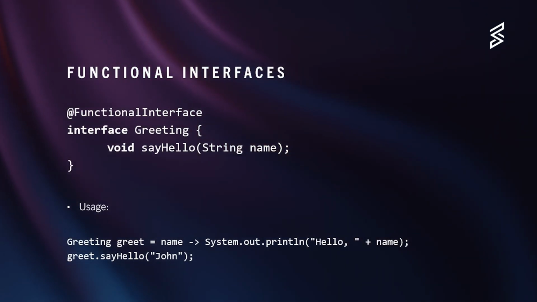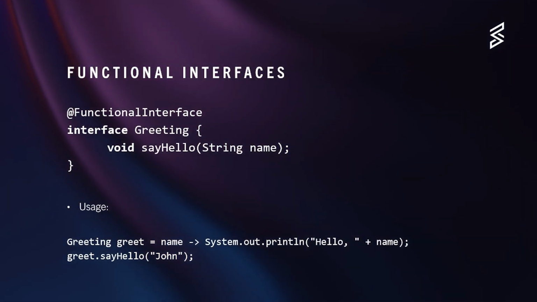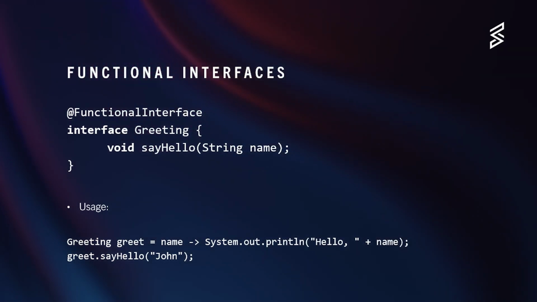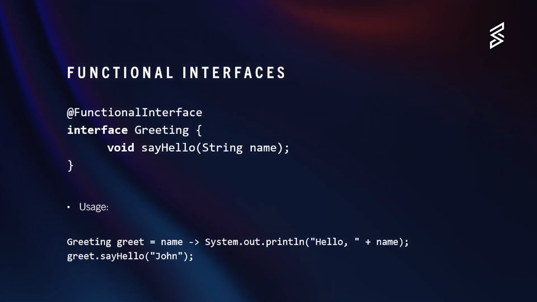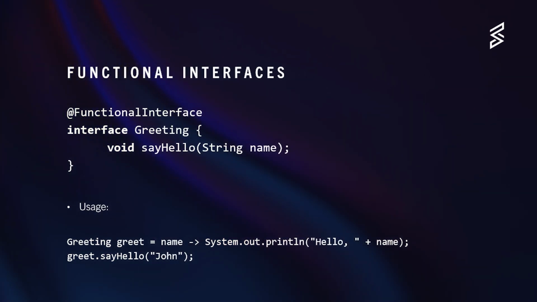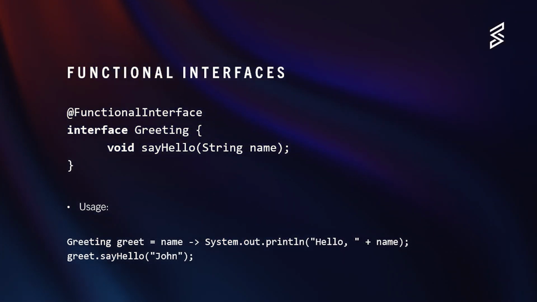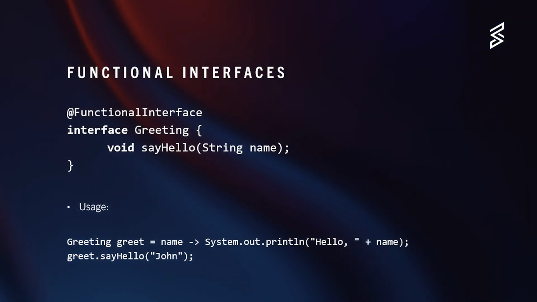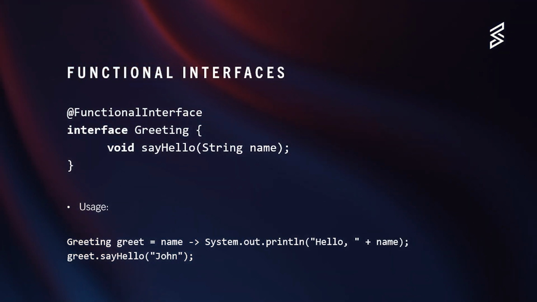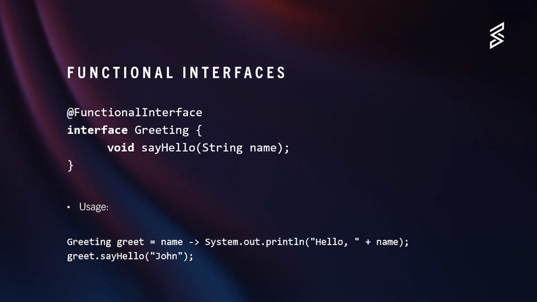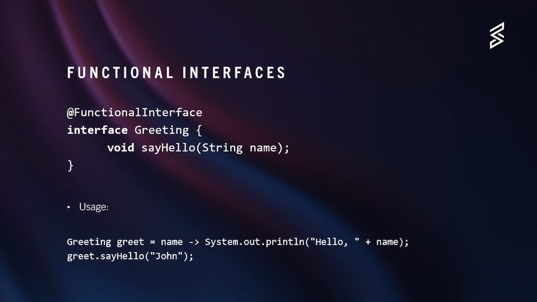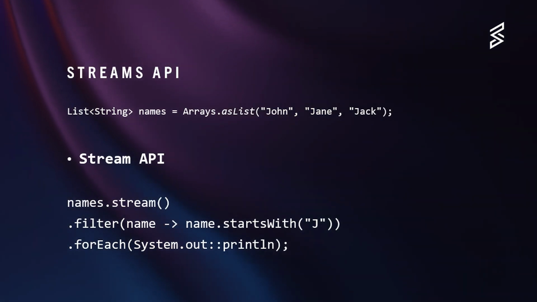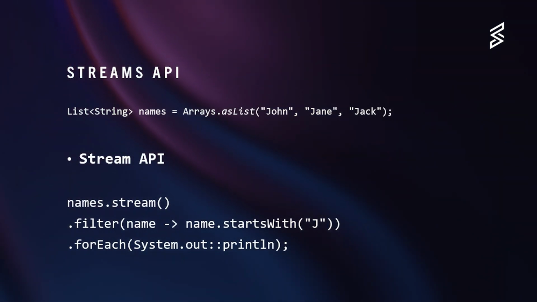A functional interface has just one abstract method and can be used as the target for Lambda expressions. In this example, @FunctionalInterface Greeting with void sayHello(String name). We can use a Lambda to implement it: Greeting greet = name -> System.out.println("Hello " + name).